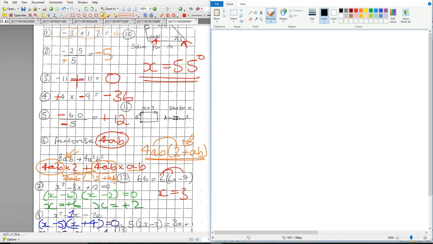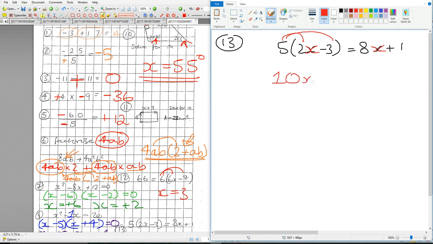Okay, right. We have question number, is it question number 13? We have 5 bracket 2x minus 3 equals 8x plus 1. Now we need to work out the value of x. Now if you look at this particular question, we have not just one x, we have two lots of x. We need to get the x's together on one side, have a little bit of a family reunion. So let's first of all multiply the brackets. So we have here now 10x minus 15 equals 8x plus 1.